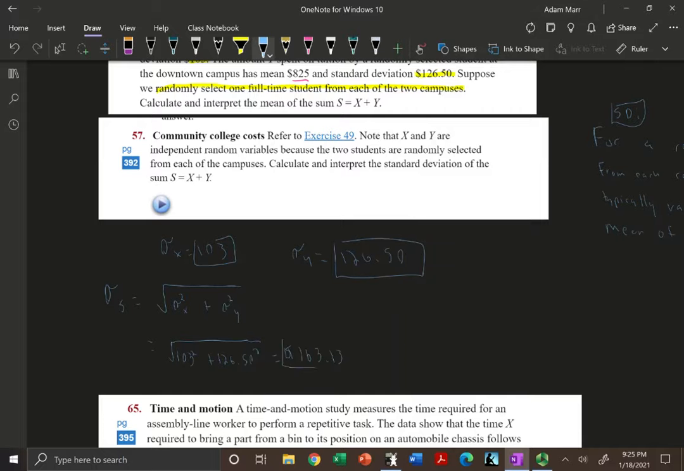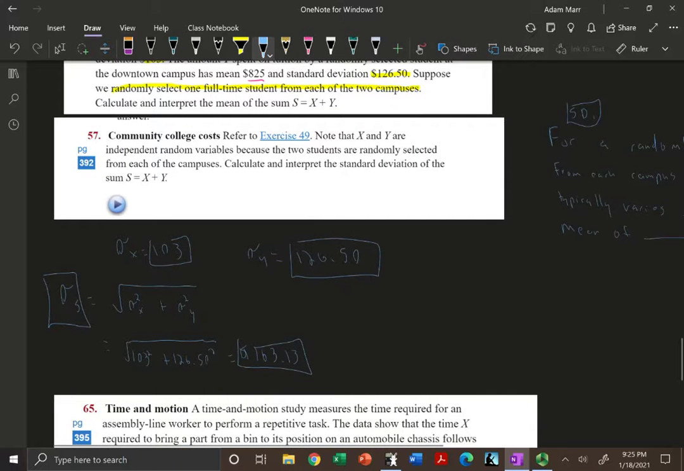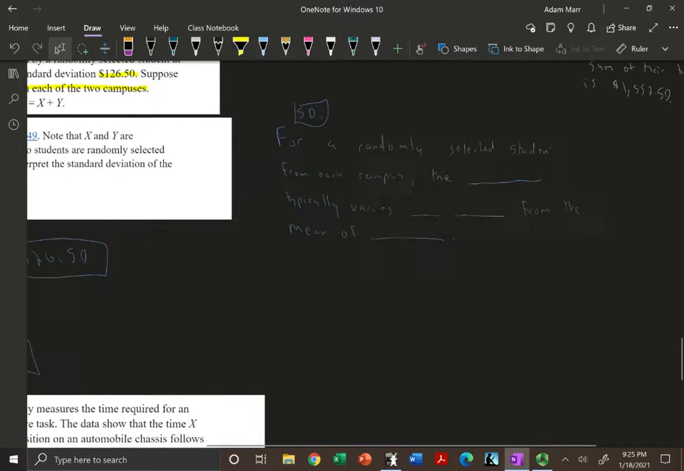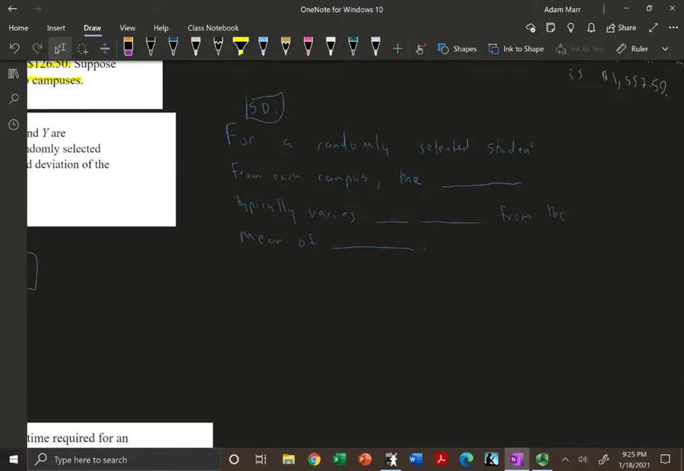And remember, this is the standard deviation of the sum of x plus y. All right, so right here, interpreting standard deviation, just remember always standard deviation is the typical distance or typical variation from the mean. All right, so I already kind of noted this out. For a randomly selected student from each campus, the blank typically varies blank from the mean of blank, okay? So right here, let's put this in context.